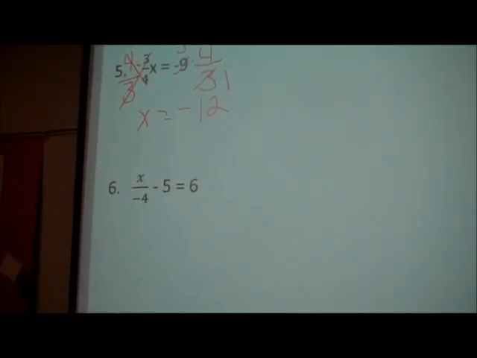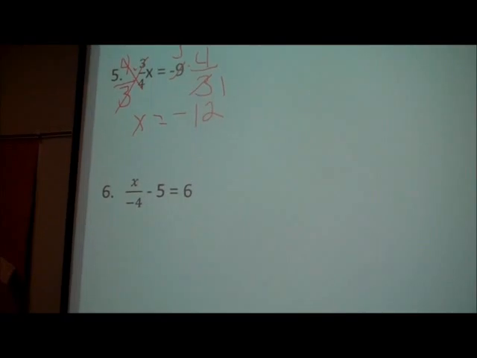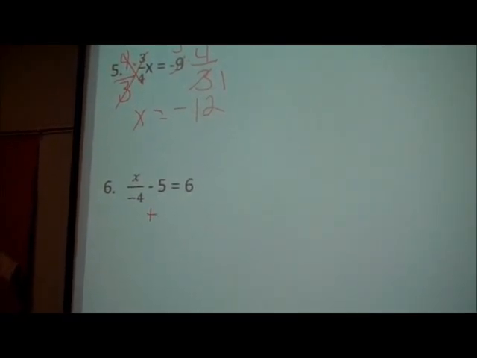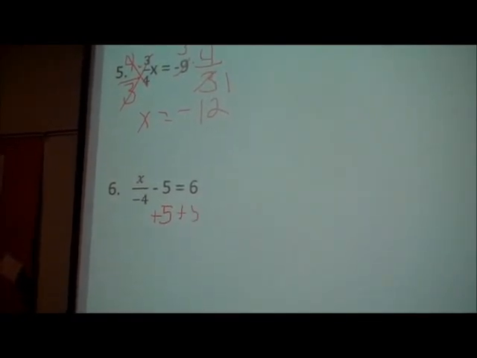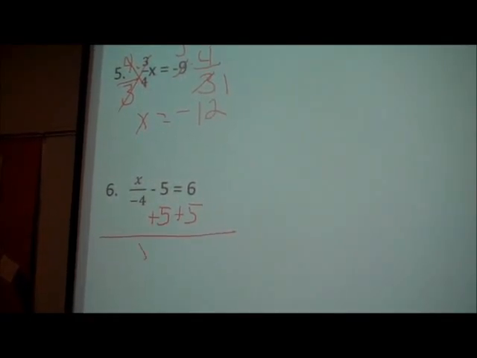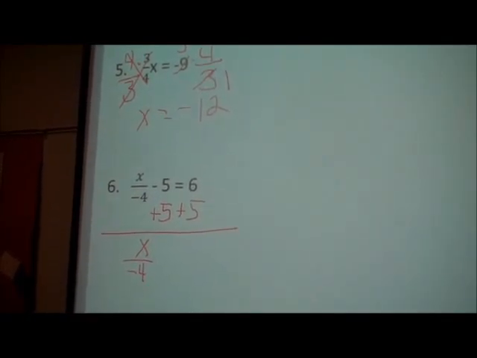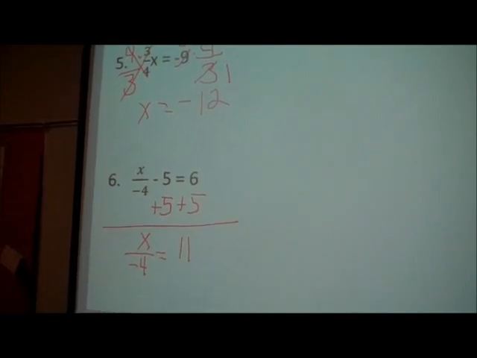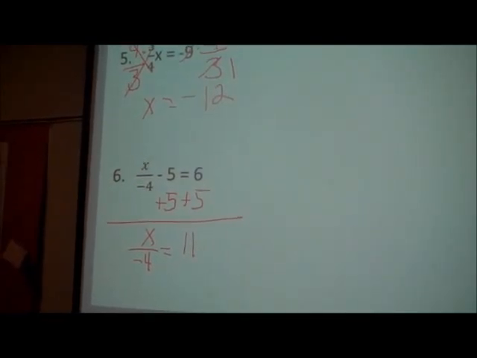How about add 5? I've got to do the opposite of subtract, right? So I'm trying to undo it, so I'm going to add 5 to each side. Over here I have x over negative 4. Here it's just normal addition, 11. Now what should I do?